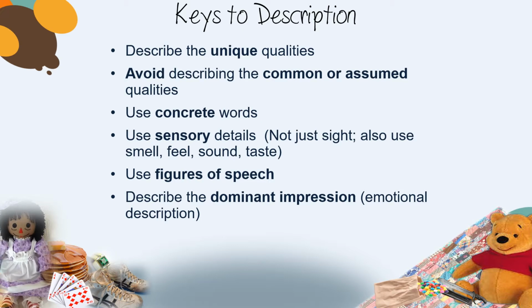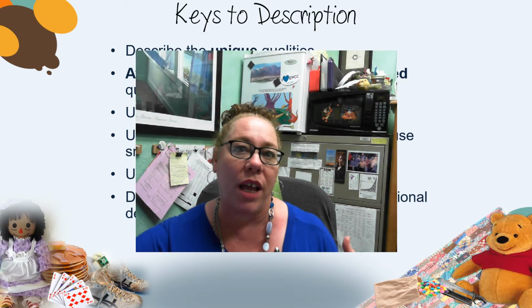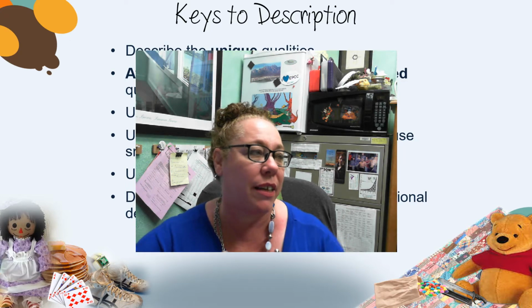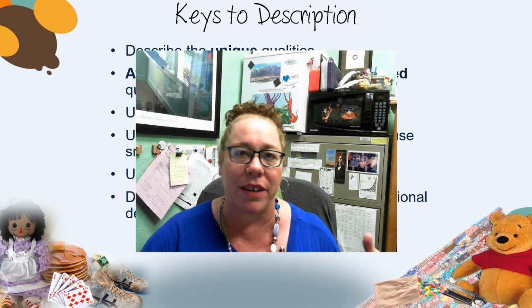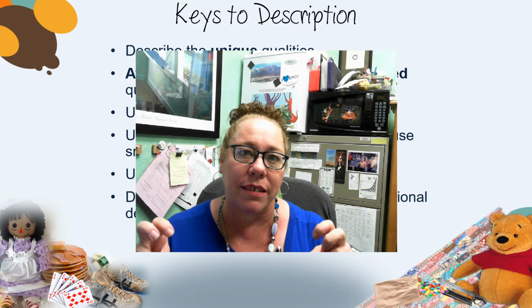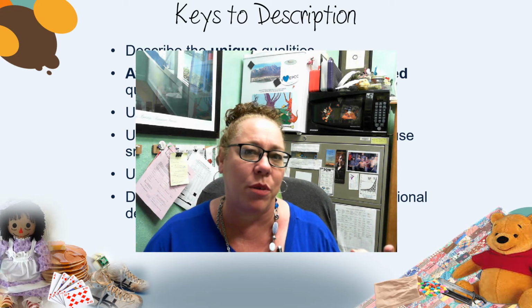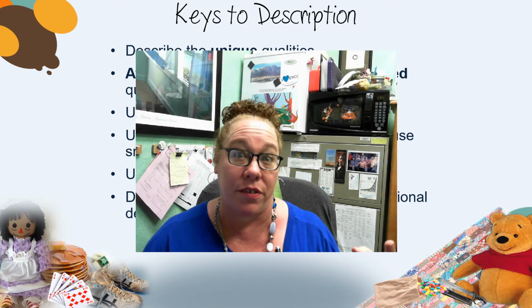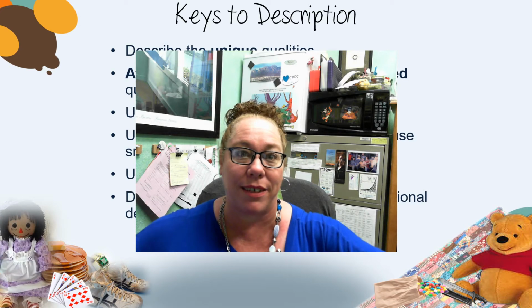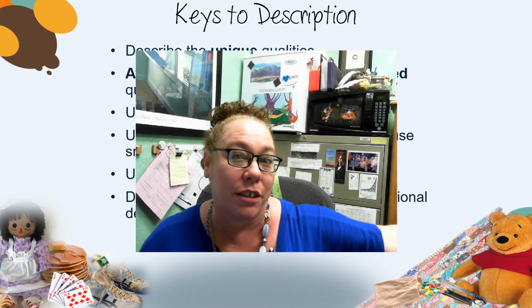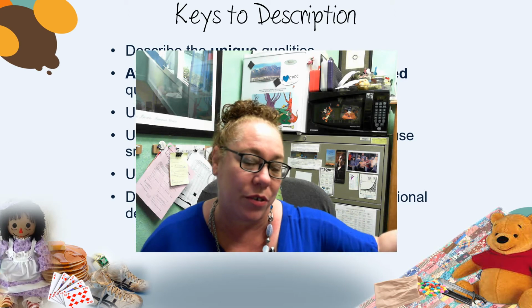First two have to do with what you do and don't describe. One is you describe the unique qualities and you avoid describing the common or assumed qualities. So for example, when I say, I'm in my office, right? Obviously you can see a little bit of it here, but you can't see the rest. But just the word office gives you an idea of what it is. You imagine there's a door somewhere in here. You imagine there's probably a desk that these things you can't see are on. There may be a place for students to sit down, a chair or something like that.